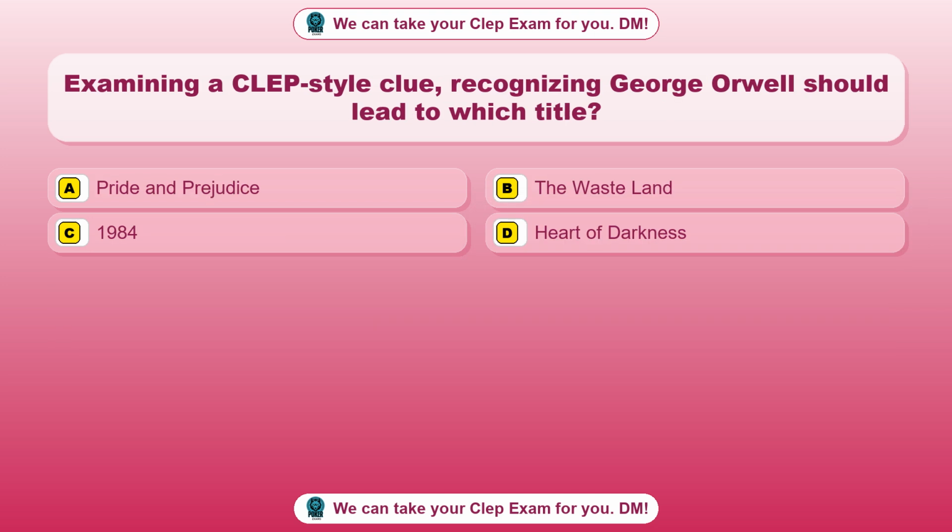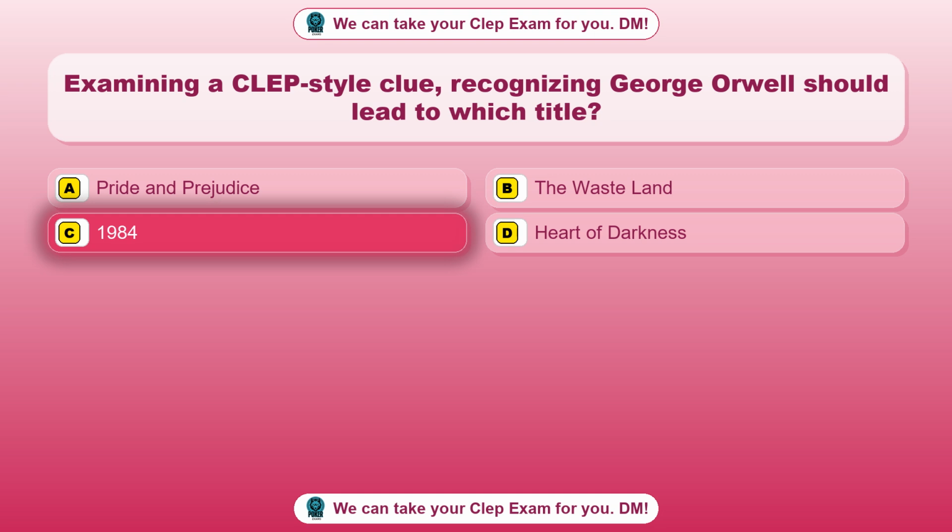Question 89. Examining a CLEP-style clue. Recognizing George Orwell should lead to which title? Option A, Pride and Prejudice. Option B, The Waste Land. Option C, 1984. Option D, Heart of Darkness. The correct answer is option C, 1984.